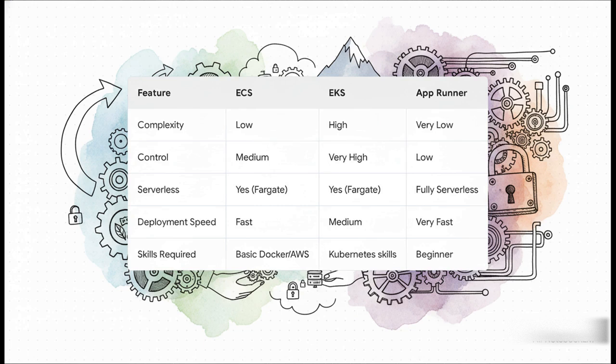So it boils down to a simple question. Do you need that hardcore, granular control and have the Kubernetes chops to handle it? EKS is your powerhouse. Or do you just want to ship your code fast and not worry about anything else? App Runner, all the way. And ECS? It hangs out right in that sweet spot in the middle, giving you a great balance of power and simplicity, especially with Fargate.